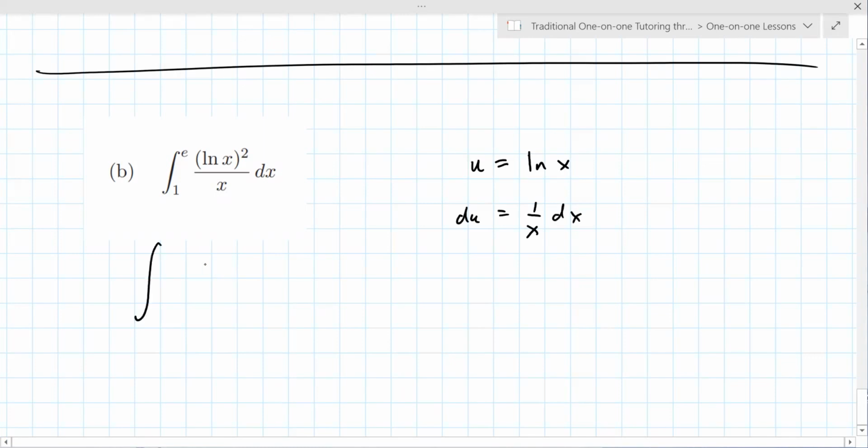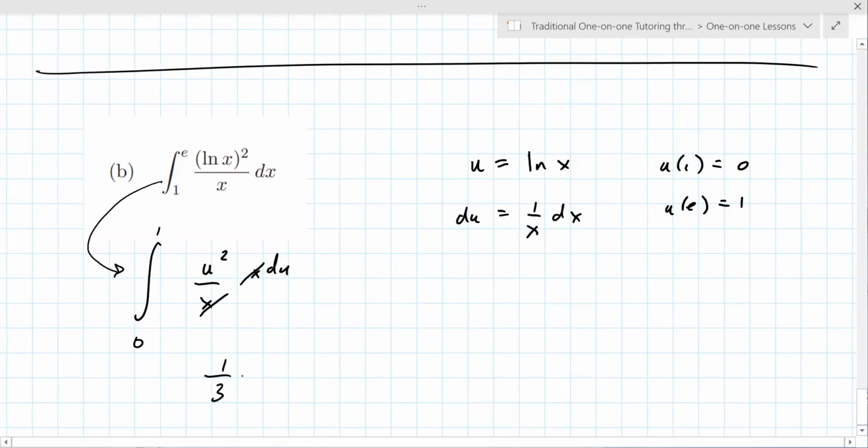So this becomes u squared over x, and then x du. So those cancel. Your u of 1 is 0. Your u of e is 1. I really like this question because it really comes out nicely. It just becomes 1/3 u cubed, evaluated from 0 to 1. It looks complicated, but it really folds into a nice little thing.